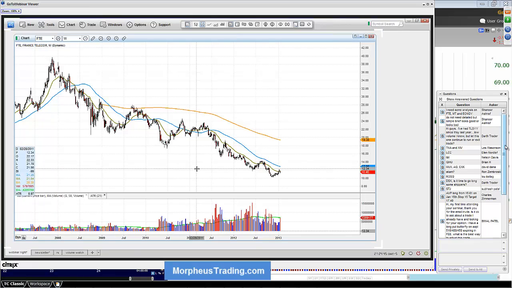Sure, no problem. So basically, unless FTE can get above 1270 and reverse its momentum, it just looks like it's going to continue to go lower. So next up is MT.